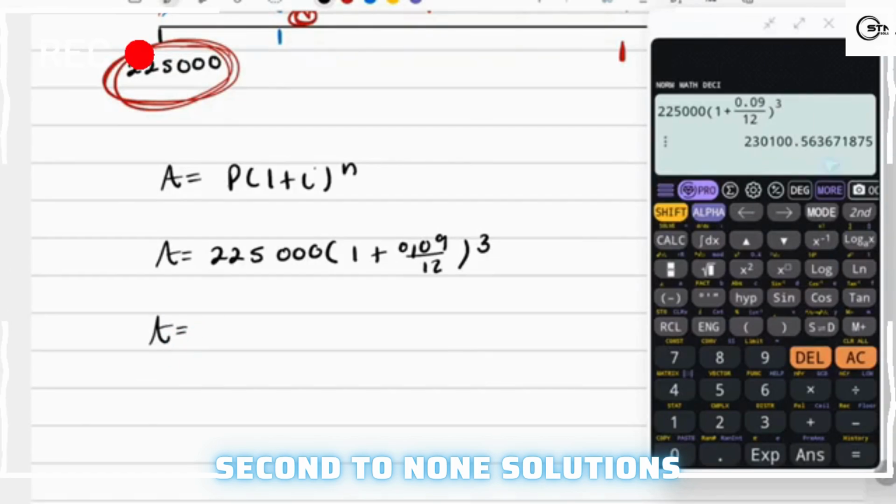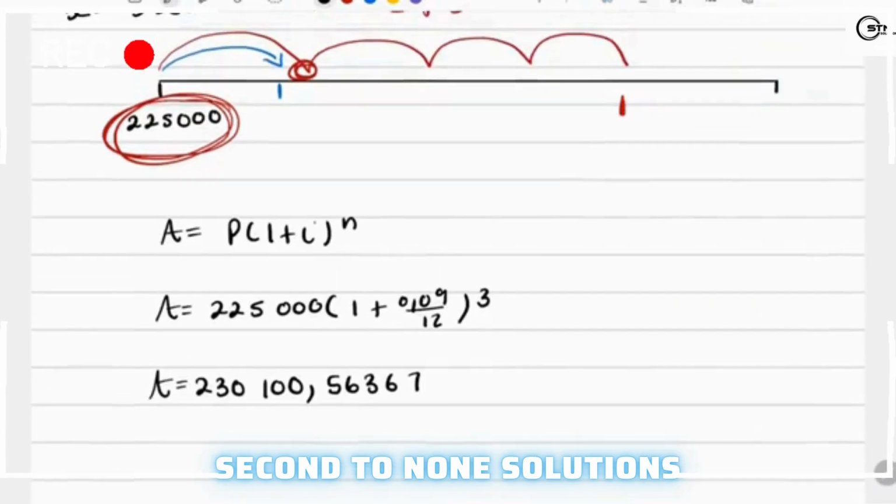A is equal to, it's quite long, so I'm going to take 5 decimals just to be sure. So that is 230,100 point 56367, and I think that should be fine, and it will not really affect the rounding.